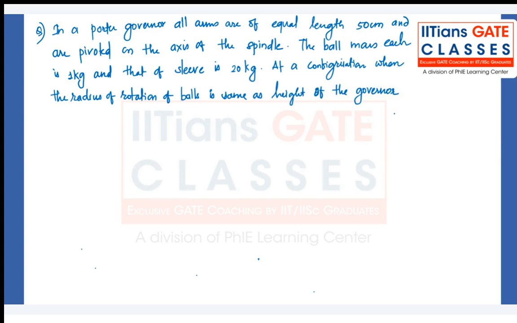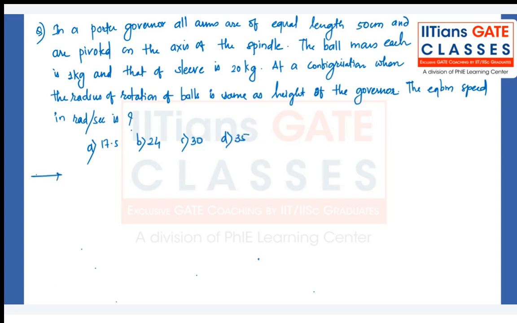the equilibrium speed in radian per second is? The options are 17.5, 24, 30, and 35. Okay, now try to solve this. So what is the given data here?